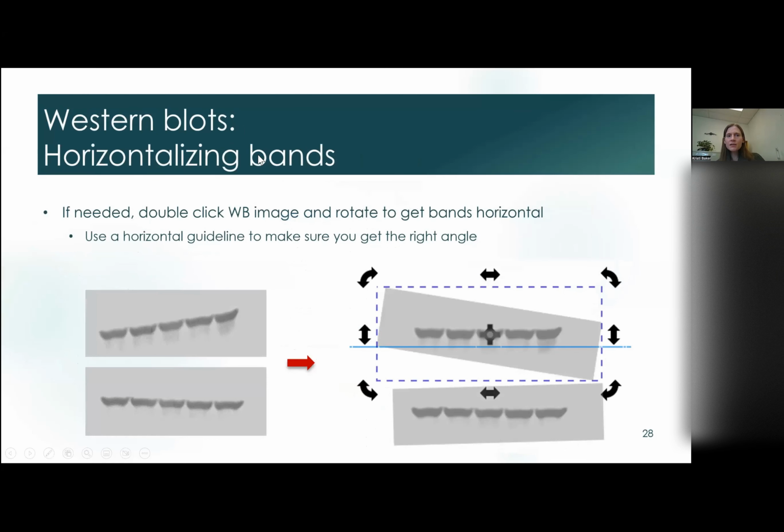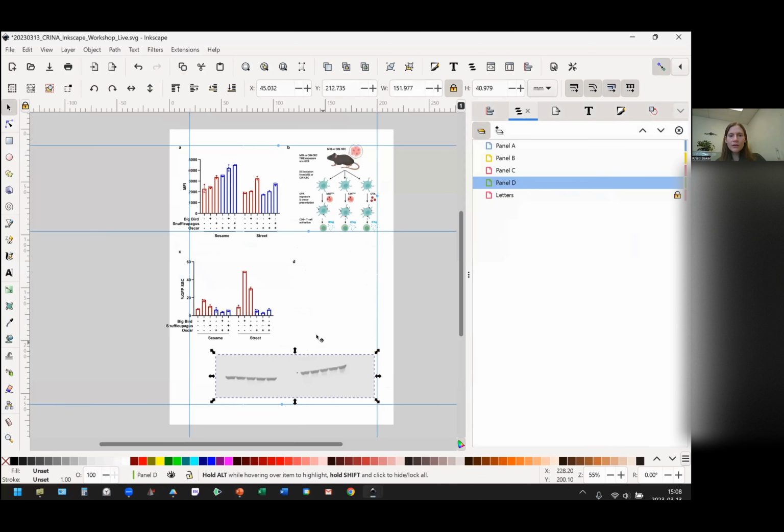So horizontalizing bands is super easy. Basically, you're going to grab your image and click on it twice until you get the rotation, and you're going to rotate it to get it to be horizontal. The easiest way to do this is to bring a guide down so that you can see when your image ends up horizontal.